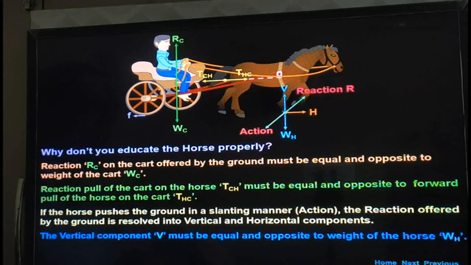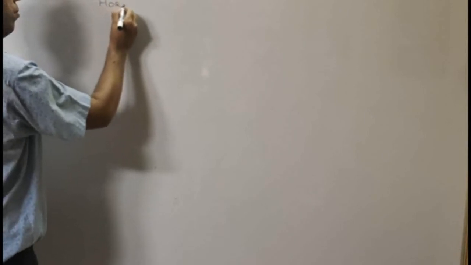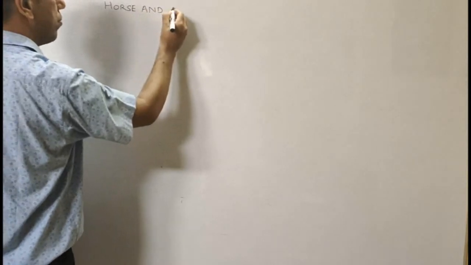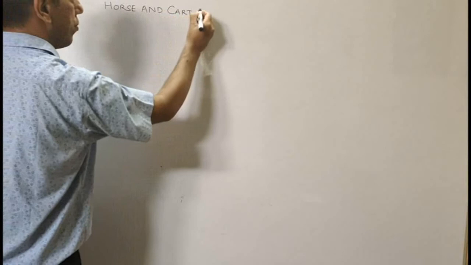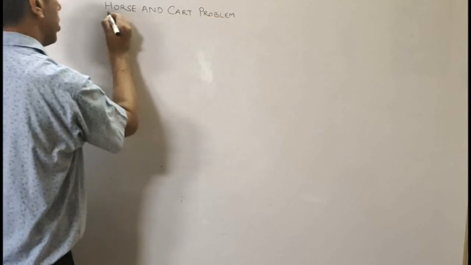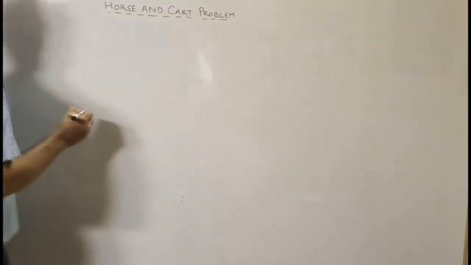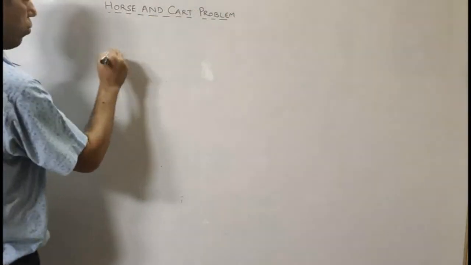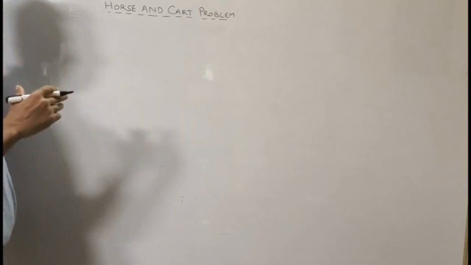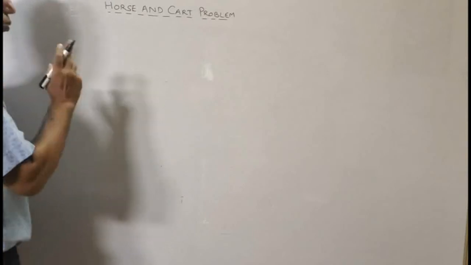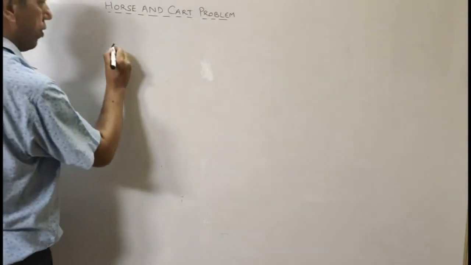Now we will study the same thing by drawing the free body diagram. Discuss the horse and cart problem by drawing a free body diagram. As you know, this problem is based on Newton's third law of motion. To every action, there is an equal and opposite reaction. But action and reaction never cancel each other because they act on two different bodies at two different times.